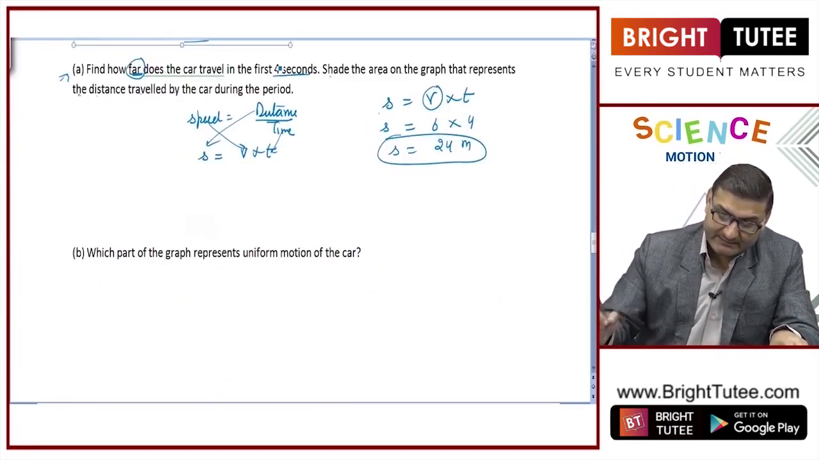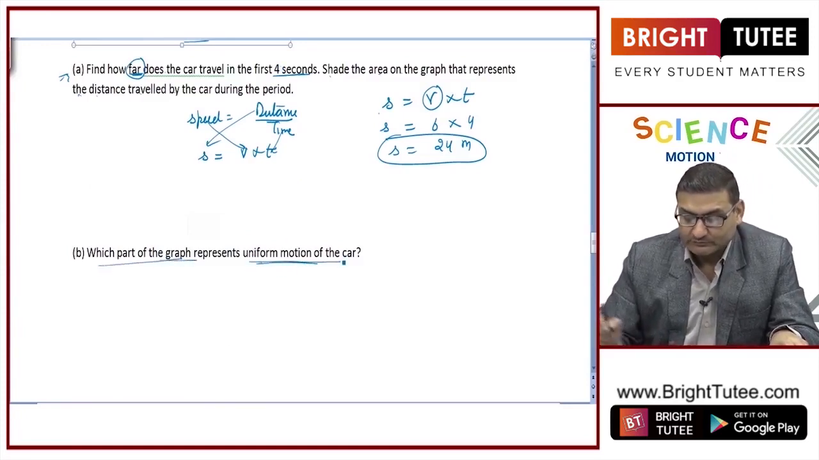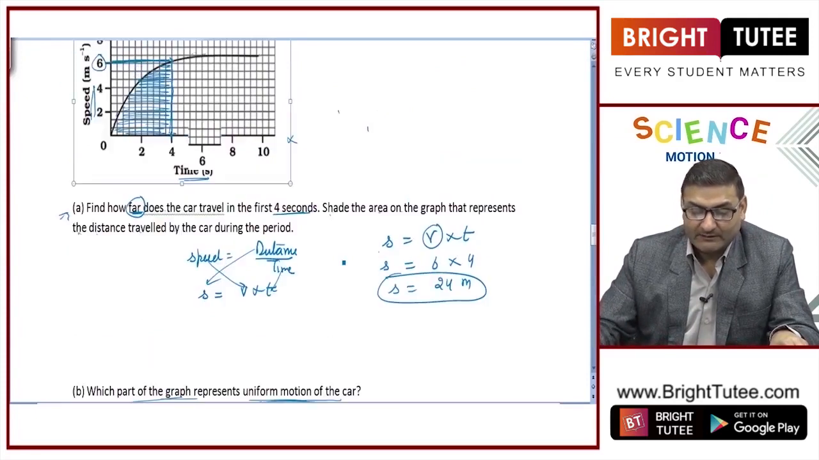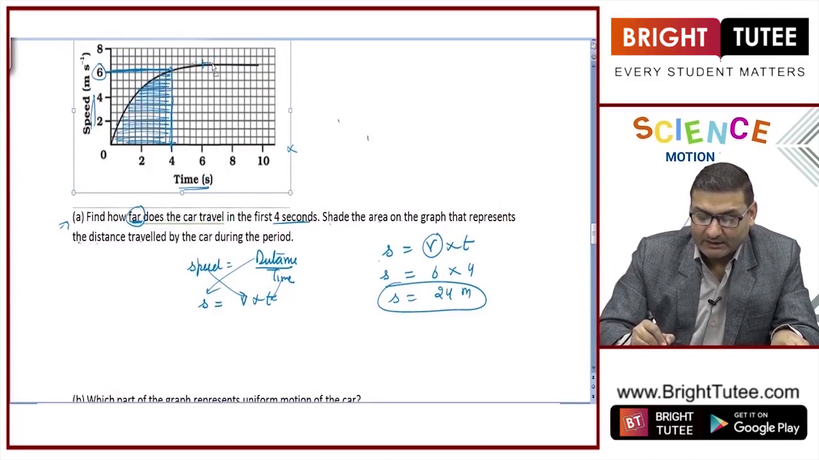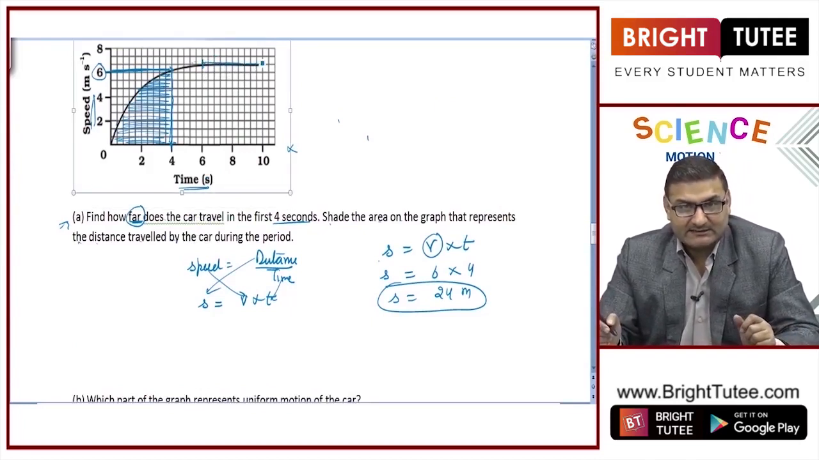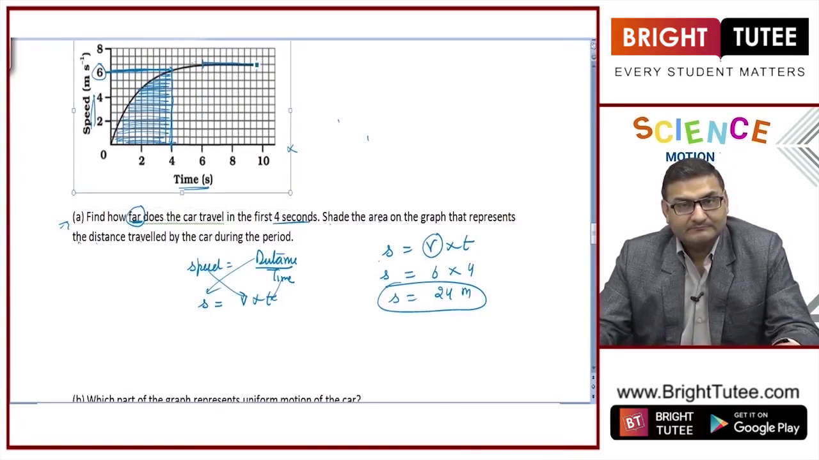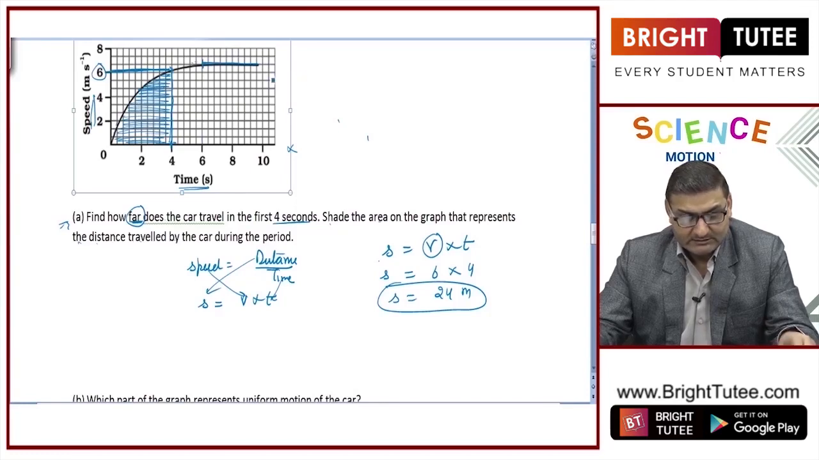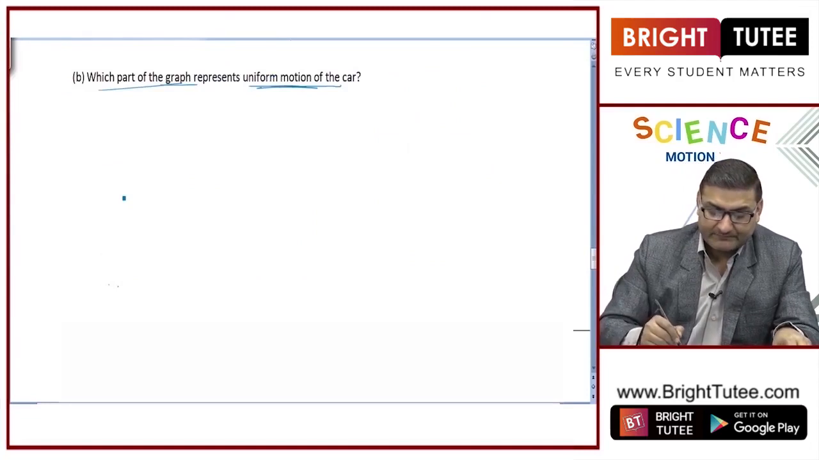Next part of the same question is, which part of the graph represents the uniform motion of the car? Now, when the motion is uniform, from this point we see that it is a straight line, and the uniform motion is expressed in the way that after 6 seconds the motion of the car is consistent, it is uniform. Got it? Fine. So these were the few parts which he was asking in our question.